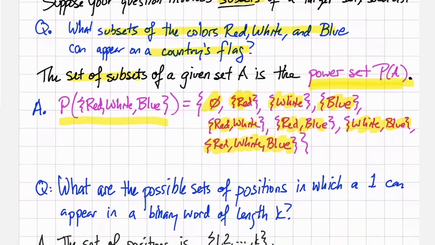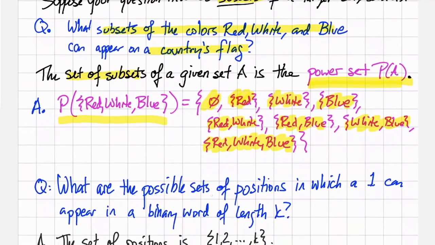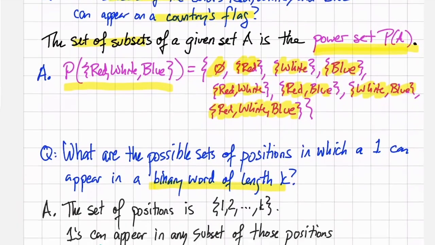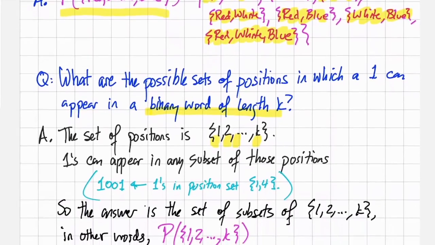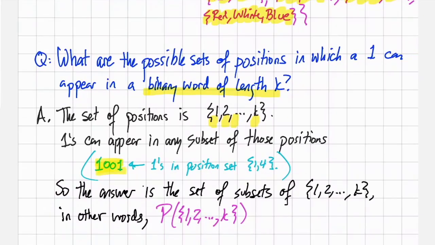One more example. What are the possible sets of positions in which a 1 can appear in a binary word of length k? 1s can appear in any of the positions, position 1 or position 2 or position 3 up to position k. So 1s can appear in any subset of those positions. Right? 1, 0, 0, 1 has 1s in positions 1 and 4. So the answer to this question is the set of all subsets of 1 up to k. In other words, the power set of the set {1, ..., k}.